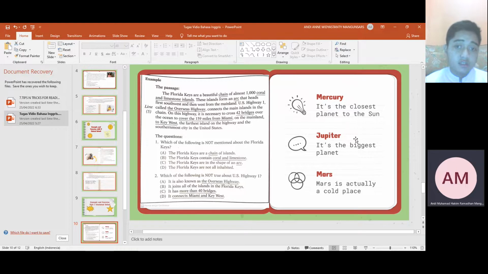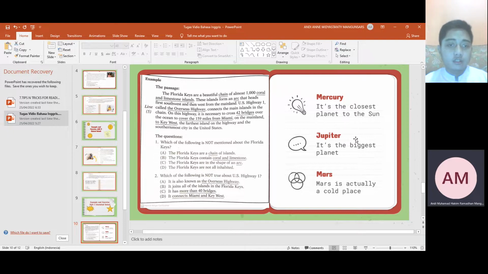Unstated detail, that is not real in the passage. Okay. Example number one. The question: which of the following is not mentioned about the Florida Keys? It's not mentioned, just not there in the passage.